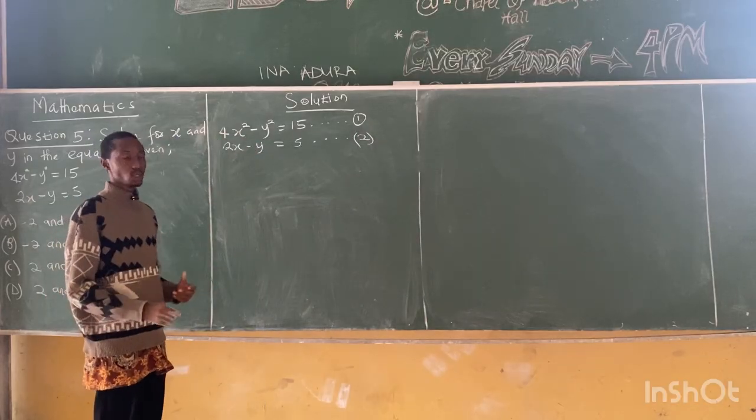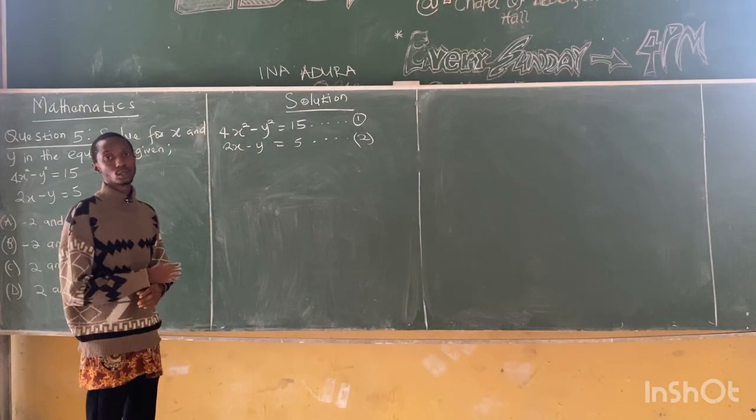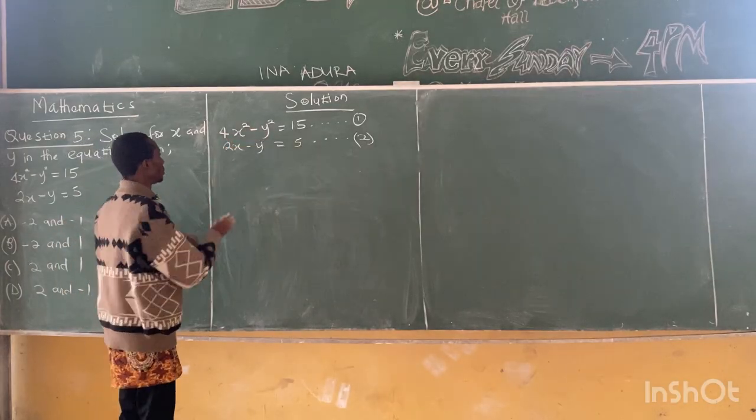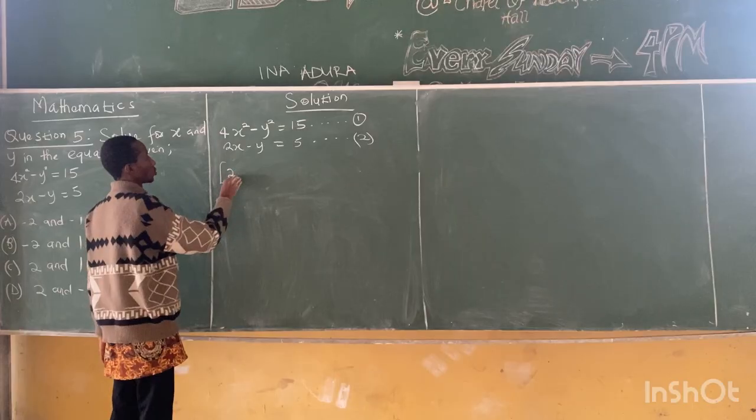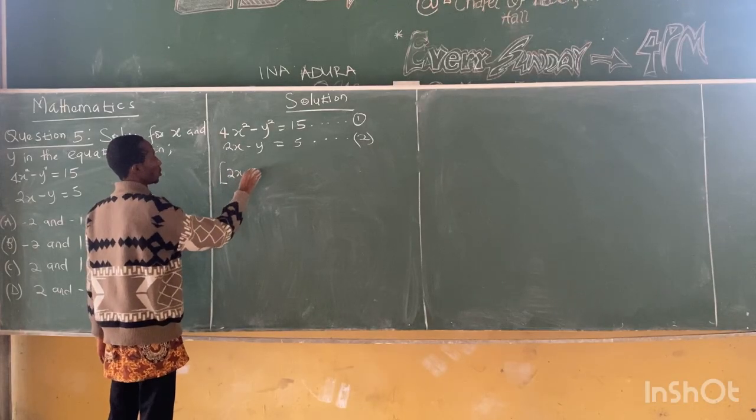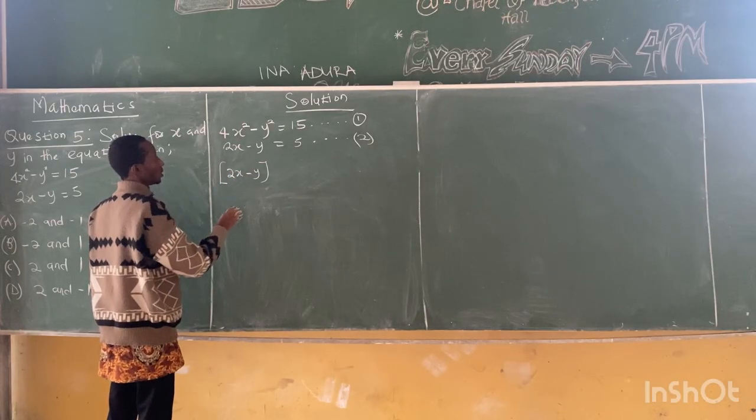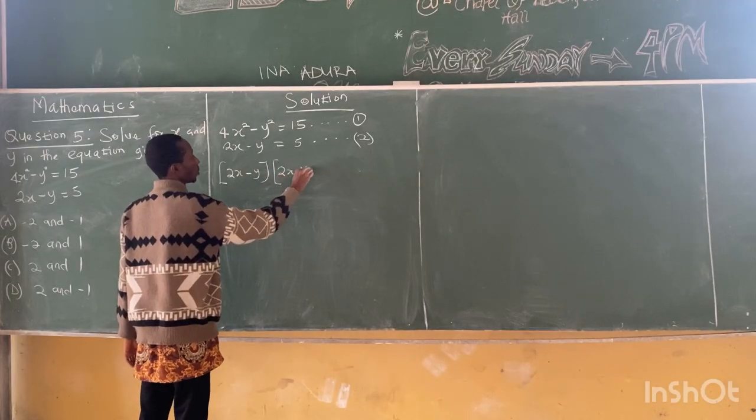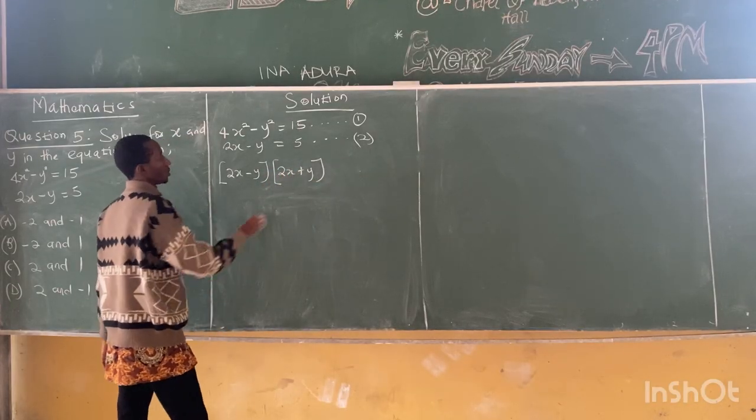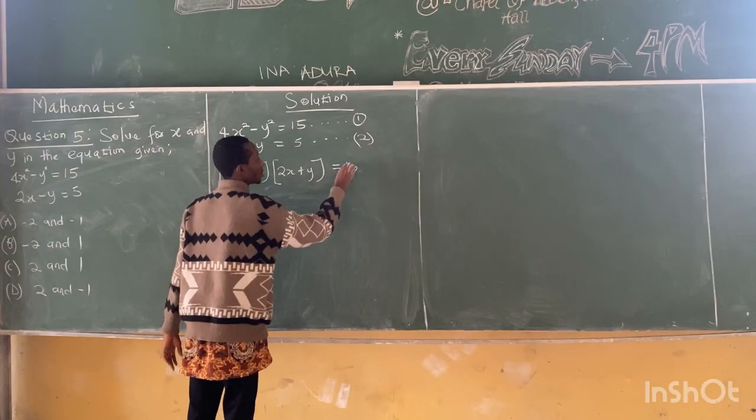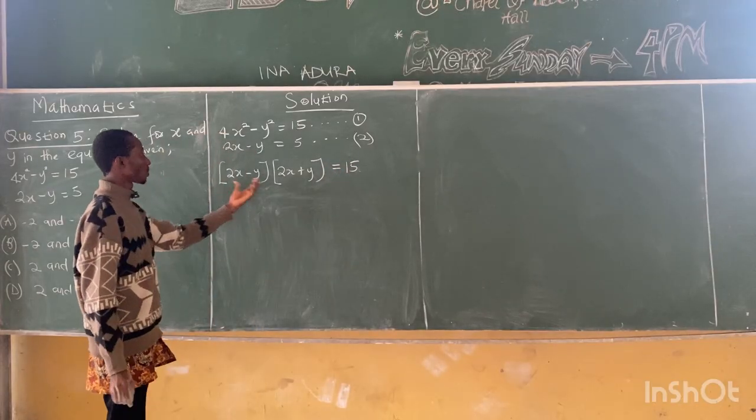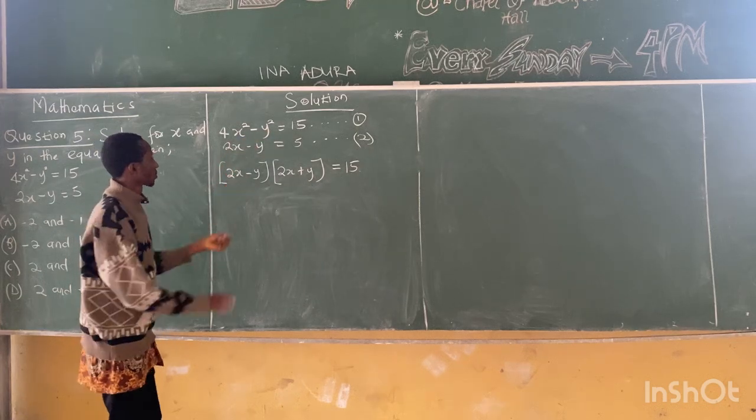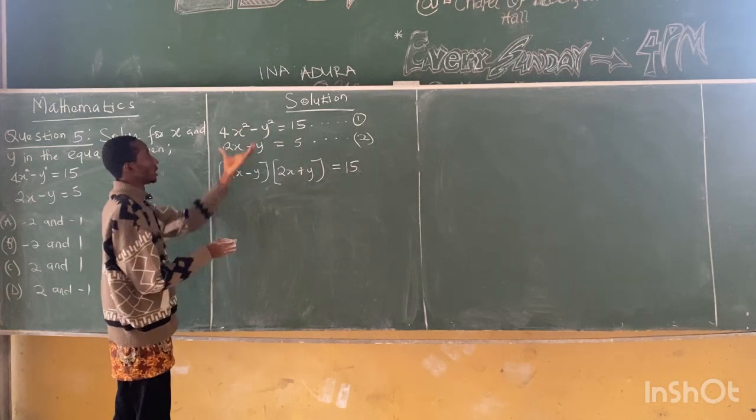For equation 1, there's what they call the factors of difference of two squares. From the factors of the difference of two squares, we have this to be 2x minus y into 2x plus y, and this is equal to 15. If we expand this, we should get the initial value we have here. Let's expand it and see if we get the same value.